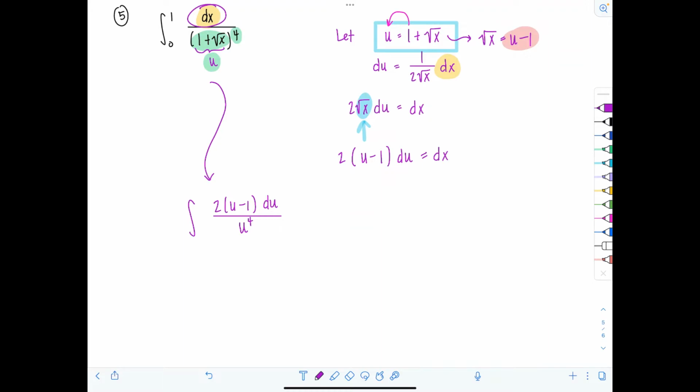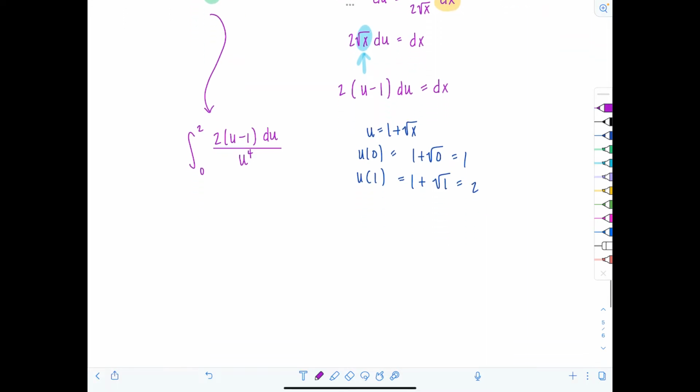Good. Okay, let's switch the limits of integration. Right now they're in terms of x. So remember, u is 1 plus rad x. So u of 0, the lower limit, 1 plus rad 0, that's 1. And then u of the upper limit, 1, 1 plus rad 1, that's 2. So my limits are now from 1 to 2. Okay?